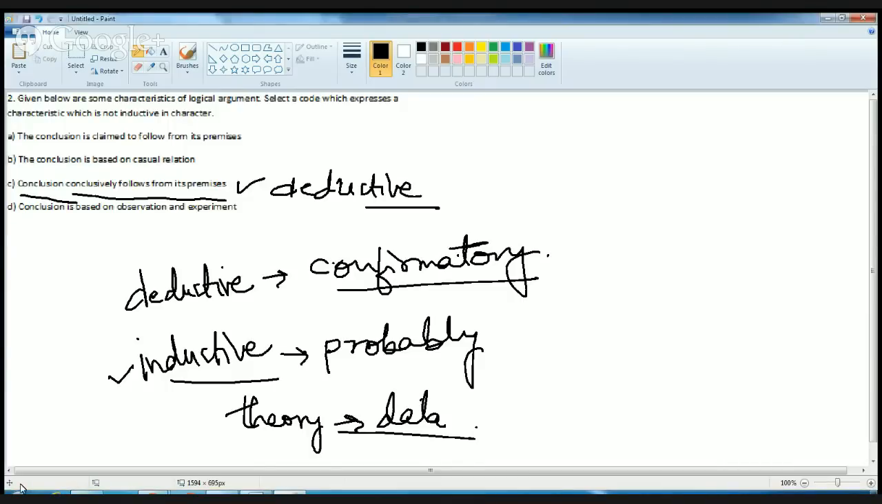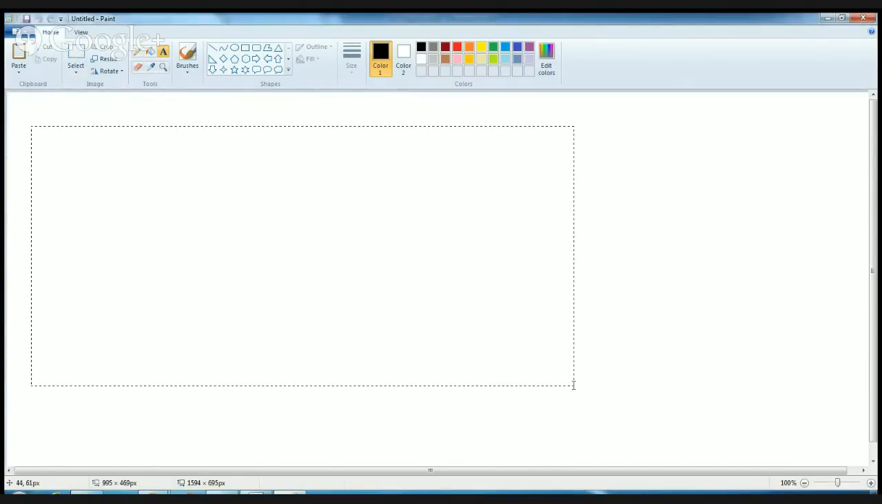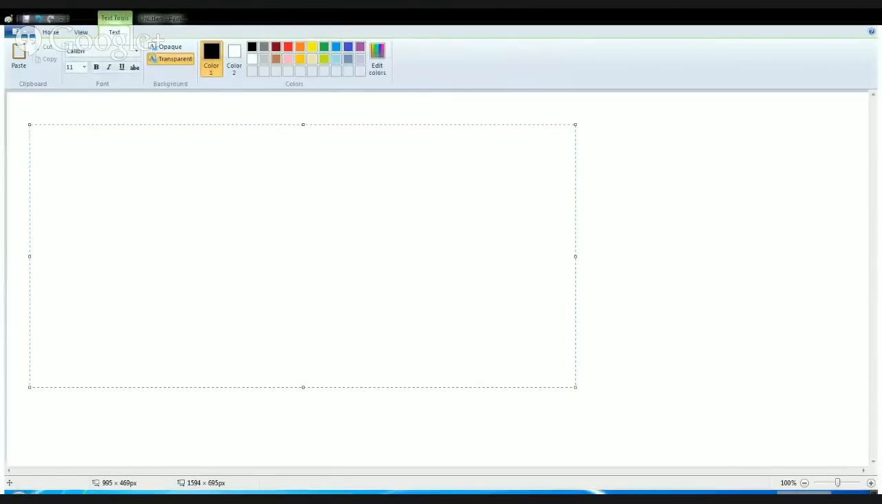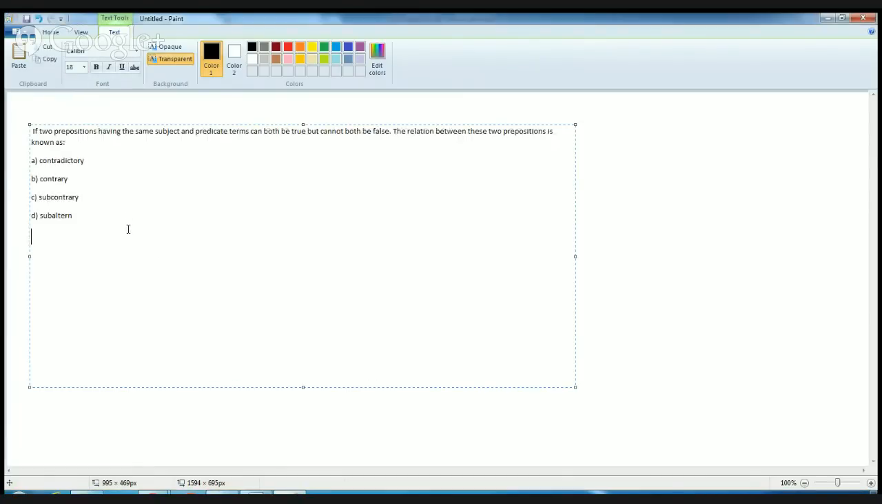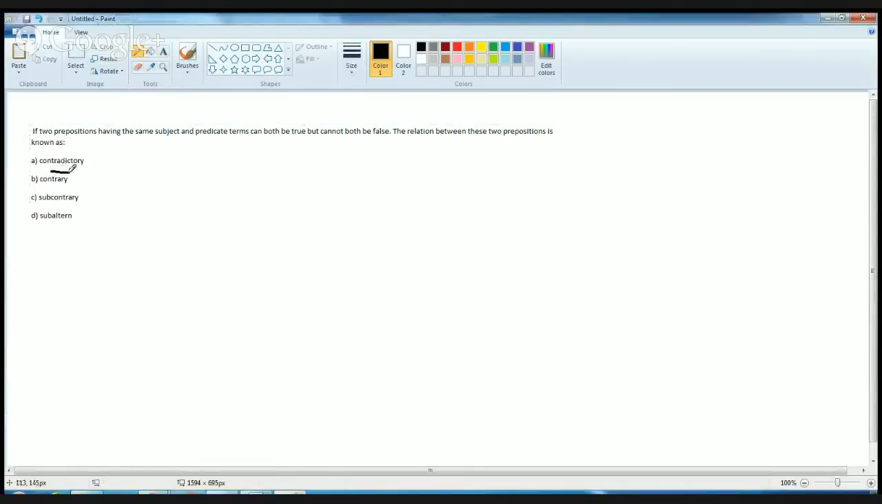The next question in the series was about logic. This is a very important question, and when we talk about logic, there are four propositions which we call the square of opposition. There are terms known as contradictory, contrary, subcontrary, and subaltern. What is the meaning of these four terms and how are they different?